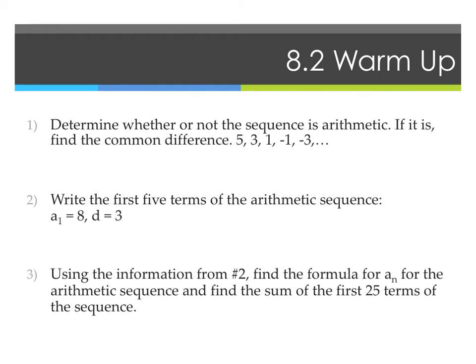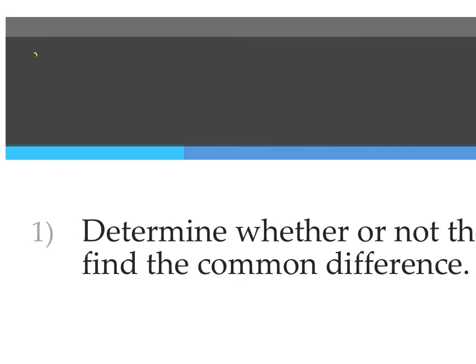Okay, so 8-1 was just your general series and sequences, right? And then summation, where you just plug in the numbers and then add them at the end. When we got to 8-2, we started talking specifically about arithmetic sequences. So the two formulas that you need for arithmetic are a sub n equals a1 plus d times n minus 1, or n minus 1 times d. This is how you find the nth term.